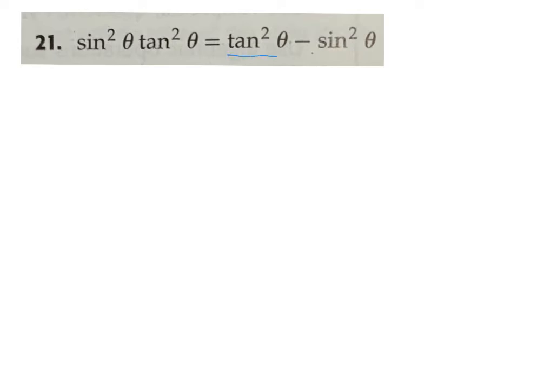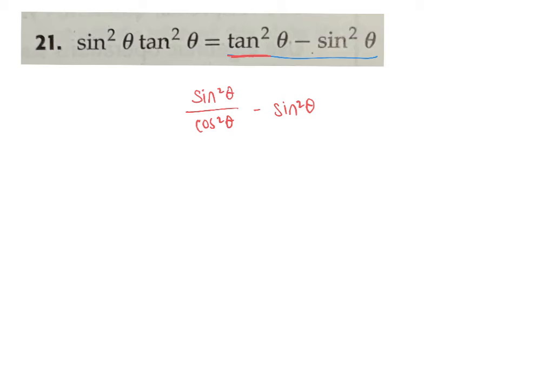So if you take this right-hand side, the subtraction, that might be easier than a sine tangent. Because it might be more difficult, because if you put that in sine and cosine, you're going to have some fractions there. So we can just take the right-hand side and try to simplify it to look like the left. So if I were to rewrite tangent as sine and cosine, how does it look? Yeah, sine over cosine. So I have sine squared over cosine squared minus sine squared.